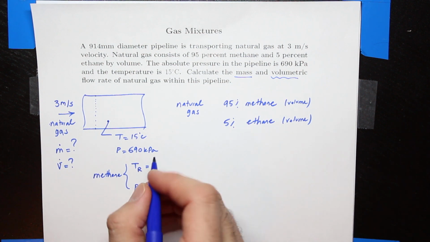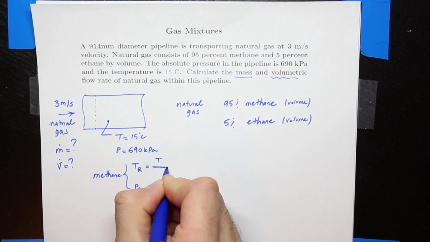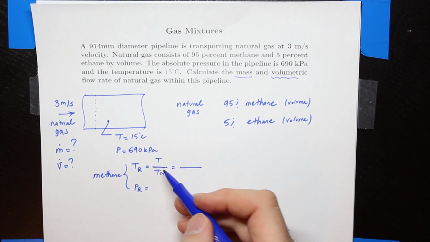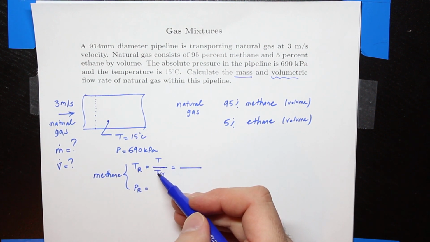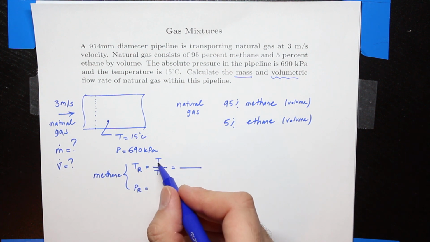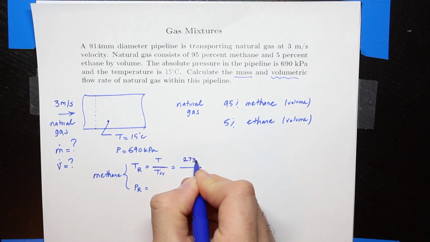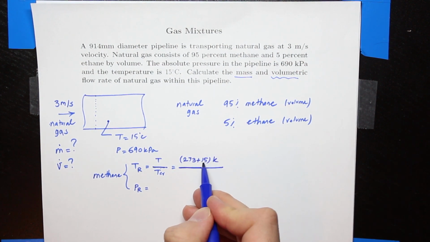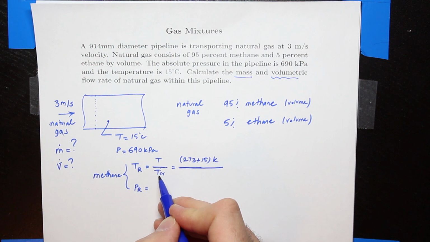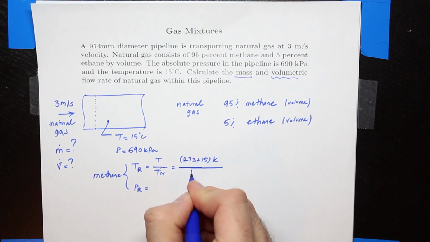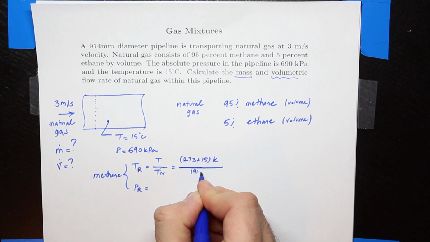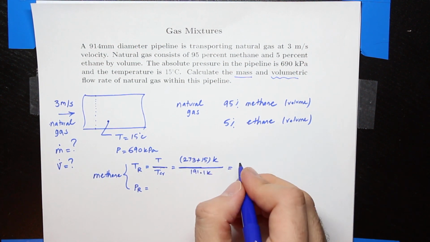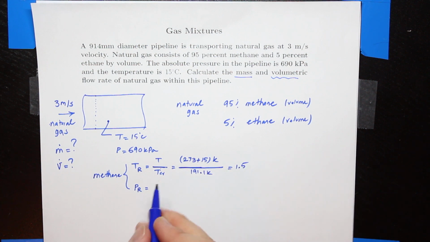The reduced temperature is the temperature over the critical temperature, but when you have a ratio of temperature, you're always careful with the unit. The unit should be in Kelvin. So it's going to be 273 plus 15 Kelvin, because the temperature is given at 15. You go to table A1 and obtain the critical temperature for this gas, which is 191.1 Kelvin, and that gives you a reduced temperature of 1.05.